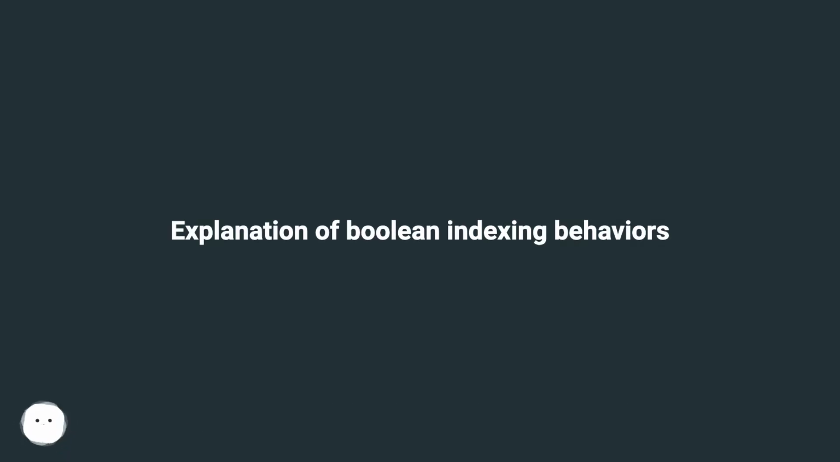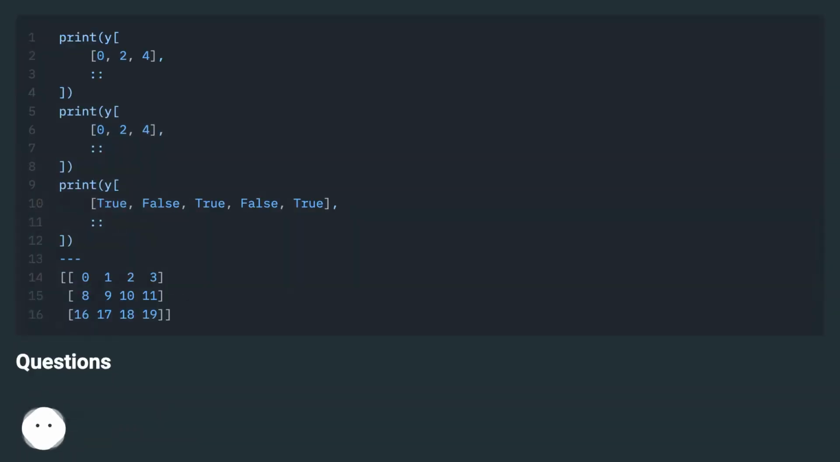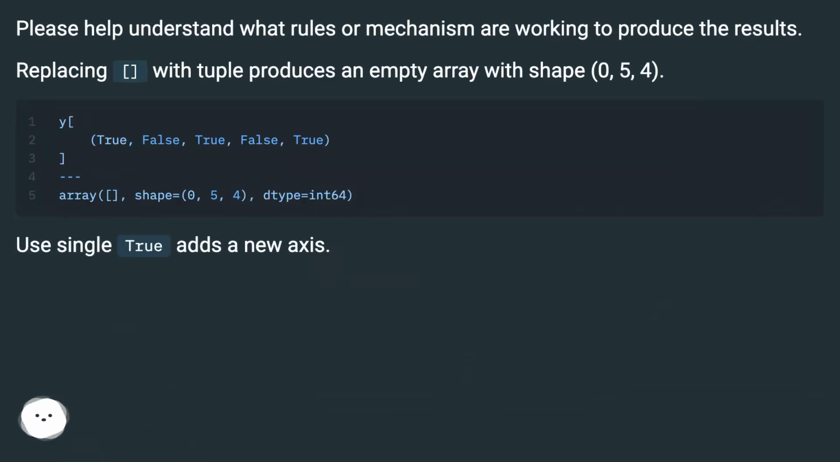Explanation of Boolean indexing behaviors. For the 2D array Y, all indexing selects the first, third, and fifth rows. This is clear. Questions? Please help me understand what rules or mechanism are working to produce the results.